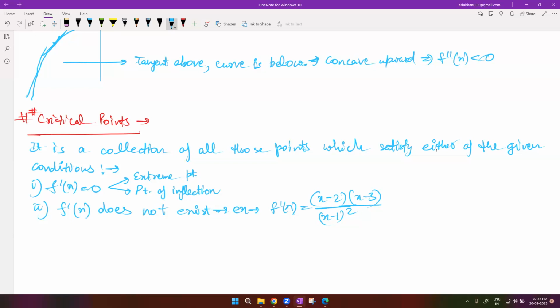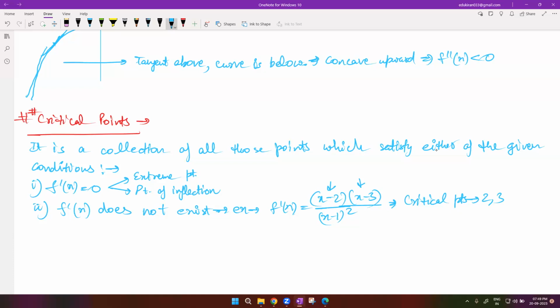So for example, I've shown you an expression of f dash x, and f dash x is x minus 2 into x minus 3 divided by x minus 1 whole square. So let's find out what the critical points are here. Critical points will be the collection of all those points where your f dash x is 0. So f dash x is 0 at x is equal to 2. If you make this 0, then your whole expression becomes 0. And if you make this 0, then also your whole expression becomes 0. So in this case, critical points will be 2 and 3 directly. Now, also, if you put x is equal to 1, you understand this. If you put x is equal to 1, then your whole value becomes not defined.